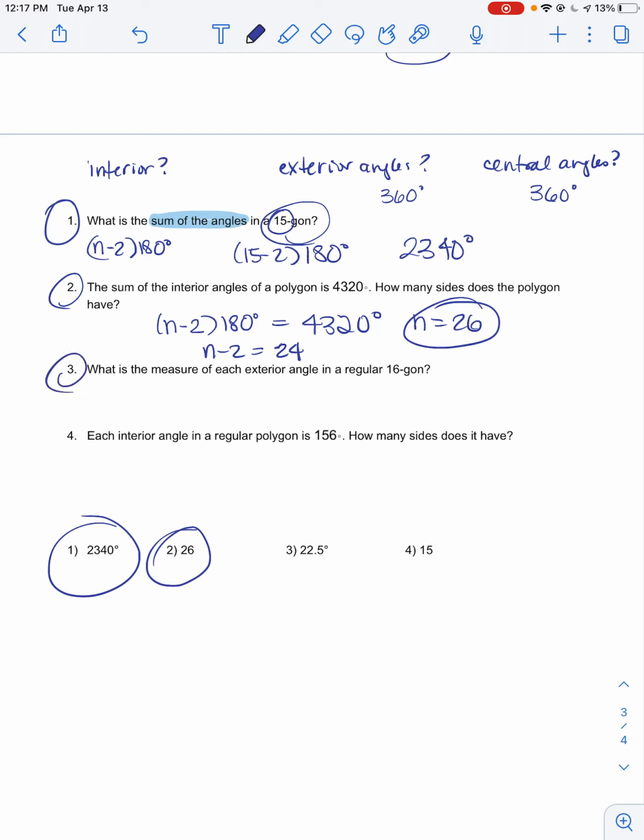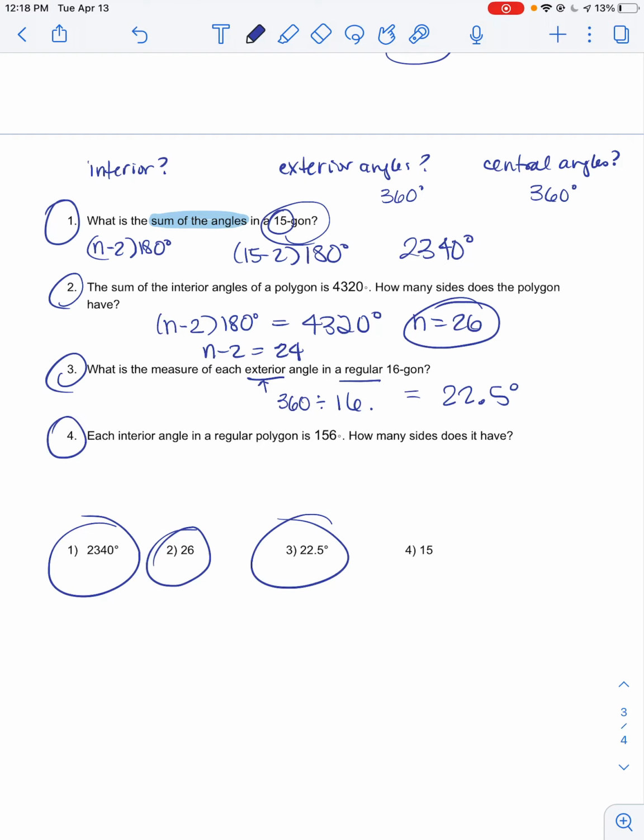How about question 3? It says, what is the measure of each exterior angle in a regular 16-gon? It's important that this is regular, because regular means that all angles are the same, all sides the same measure. Since this is regular, I can just take the sum of the exterior angles and divide it by 16. So when I take 360 divided by 16, I get 22.5, and that's why I have the answer as 22.5 degrees. If this wasn't regular, I wouldn't be able to do that, and I would have to know some more information about those angles.